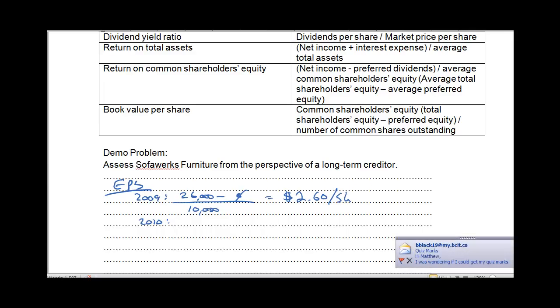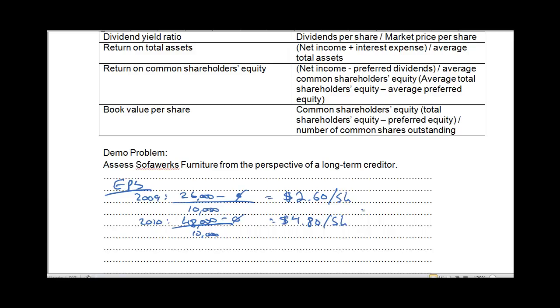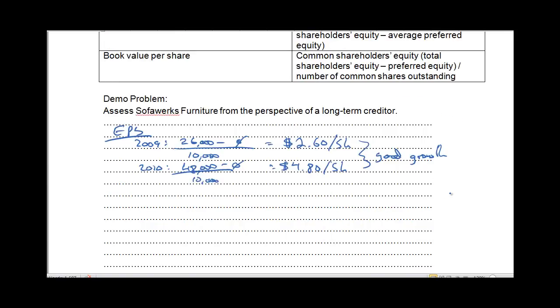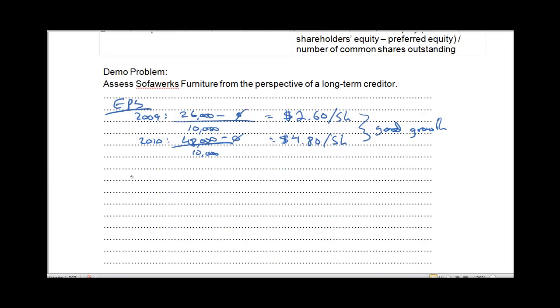And 2010, we have 48,000 minus 0, no preferred dividends. Again, the average number of shares was 10,000. That gives us $4.80 per share. So that is a very healthy improvement. We would say good growth. We like that. We like it even more if we bought the stock in 2009, because surely its value has gone up, or shareholder value has been increased in some way.